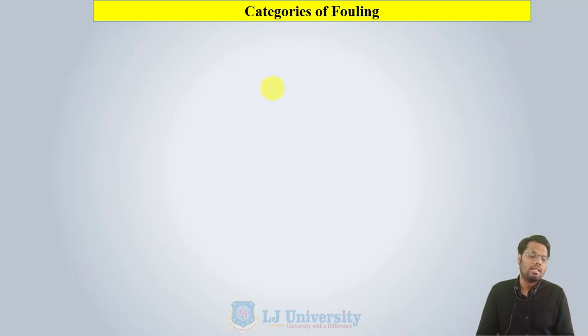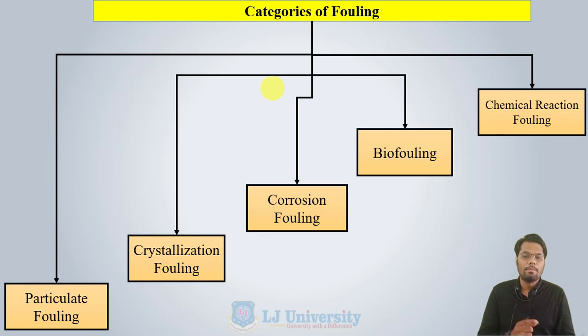Now there are some categories of the fouling. First is particulate fouling. Second is crystallization fouling. Third is corrosion fouling. Then biofouling and chemical reaction fouling.